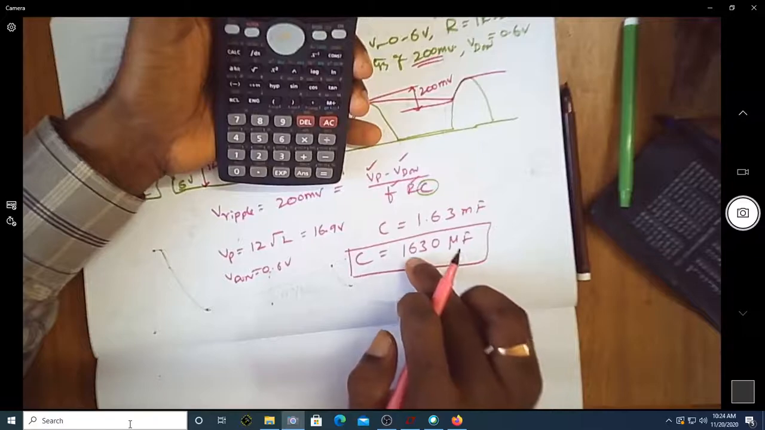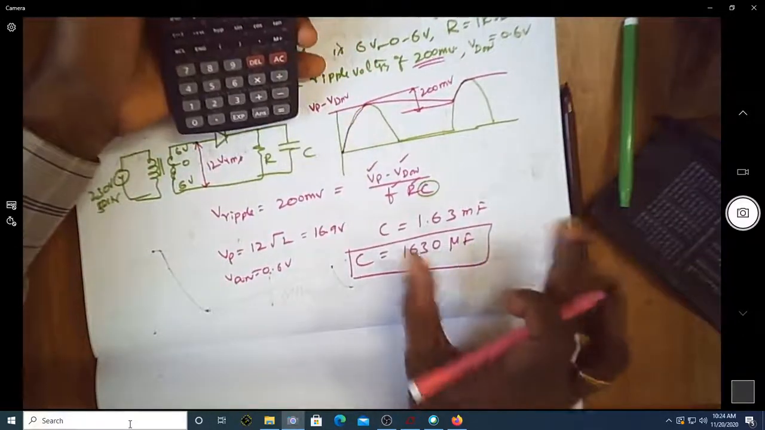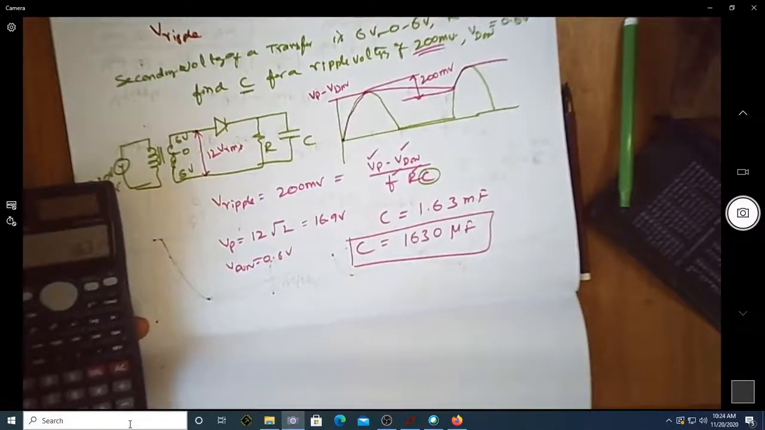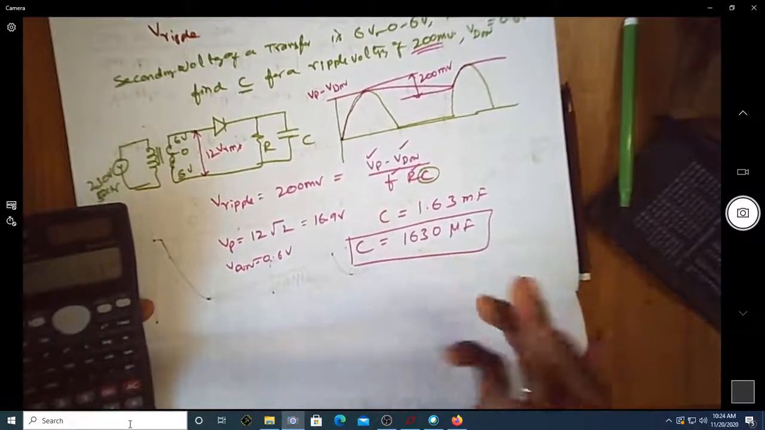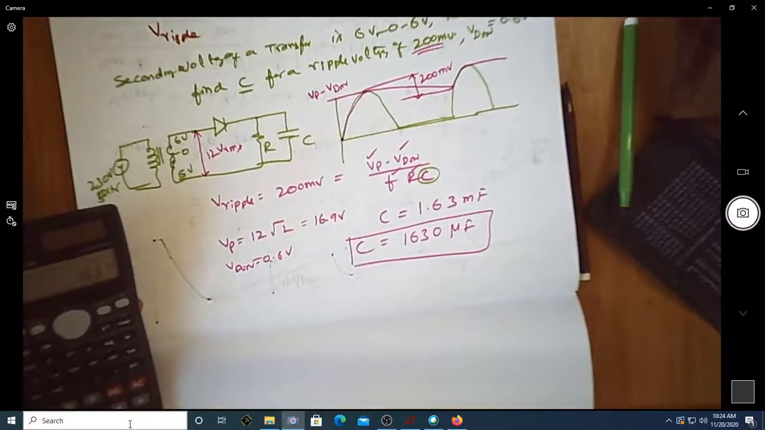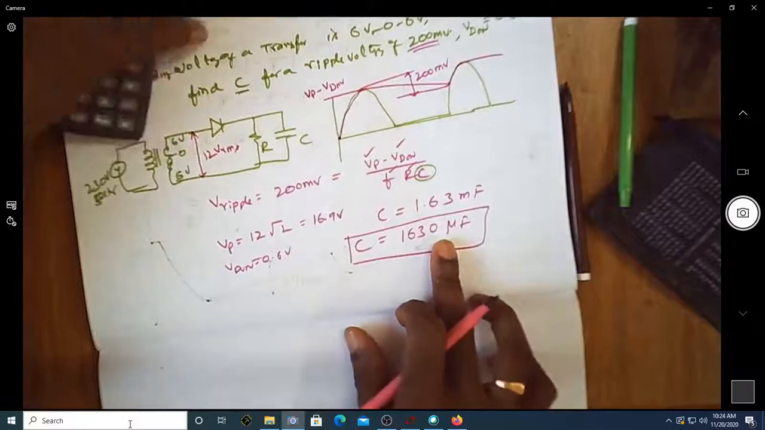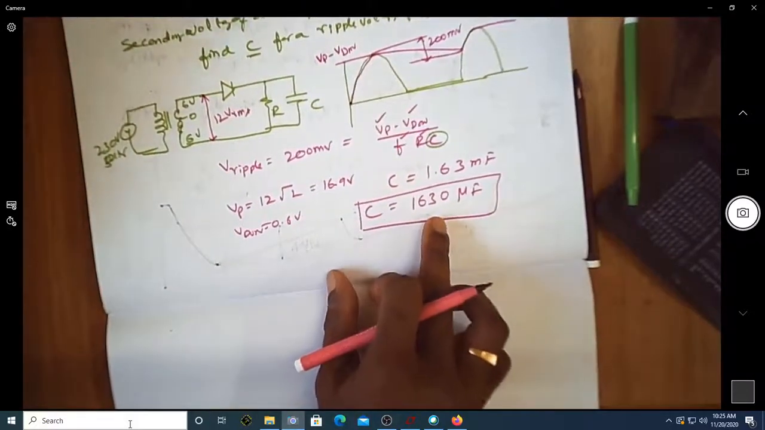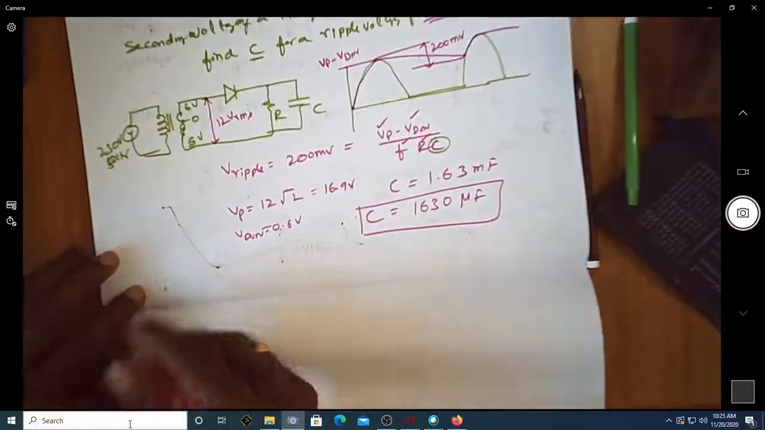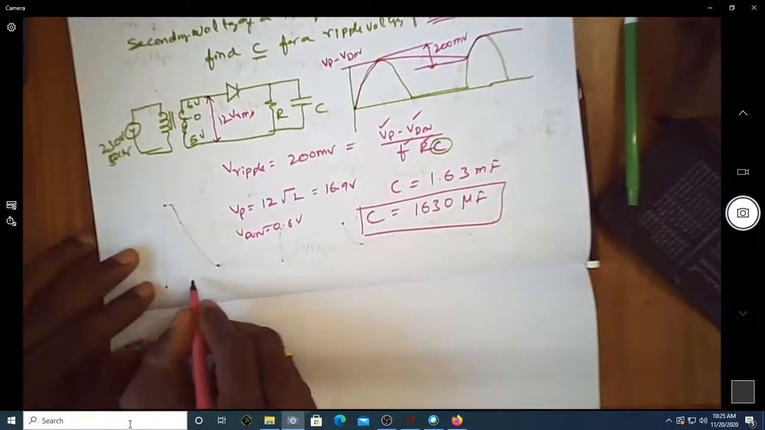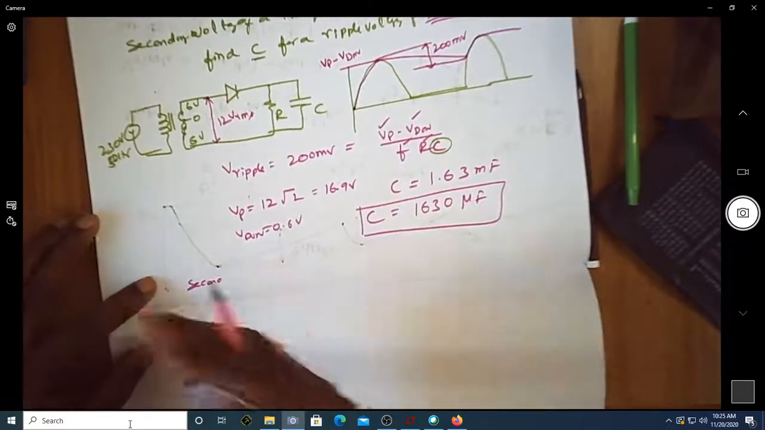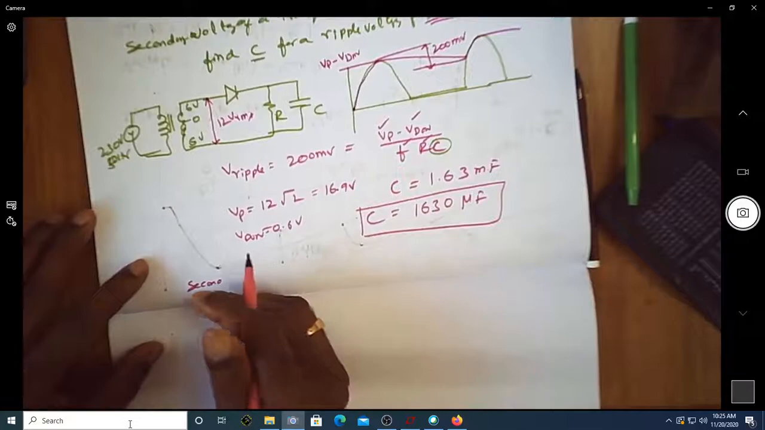The capacitance required to get a ripple voltage of hardly 200 millivolt is 1630 microfarad, which is typically possible. You'll get capacitors of thousands of microfarad. You may have to put them in parallel so that you get 1630 microfarad. So this is how you can calculate the value of capacitance for the desired ripple voltage. Suppose you have one more example, you can just come back and then do the design.